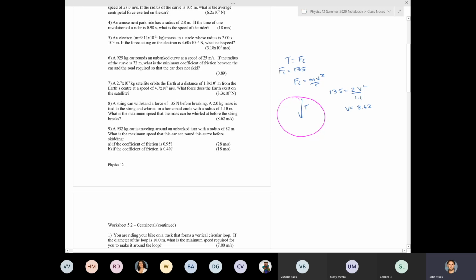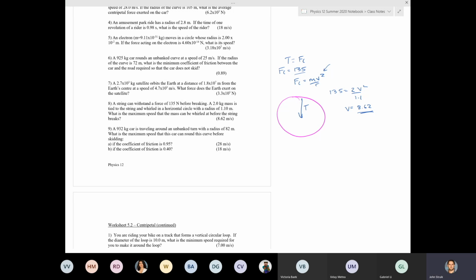So if you look at the formula, anything more than 8.62 means that FC will be higher than 135. Because v is in the numerator, the bigger it gets, FC is going to get bigger. So that means by setting the FC at our maximum force that we're allowed, you're finding the maximum velocity that can work. So that's all you're doing. You're just setting your maximum FC and then finding the maximum velocity.